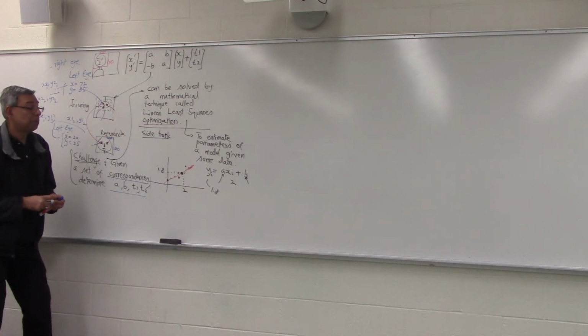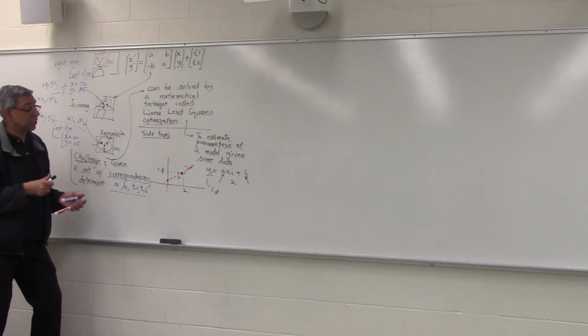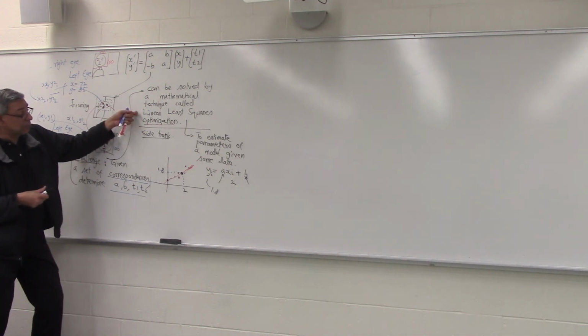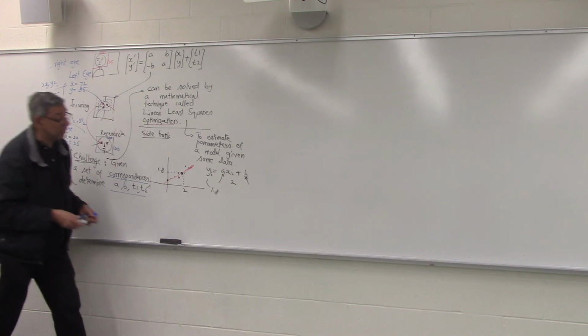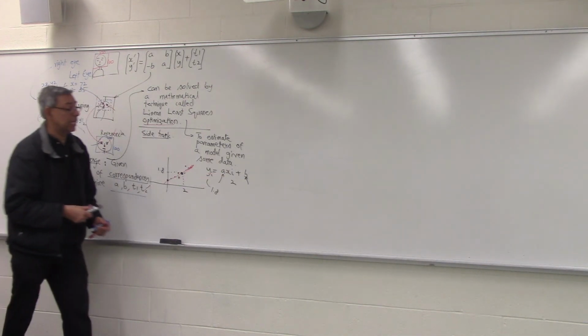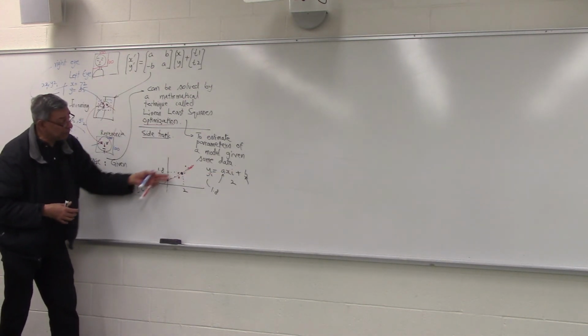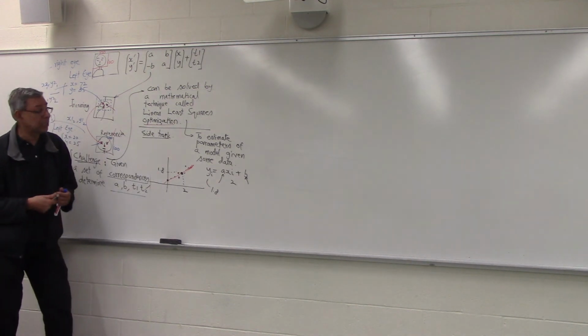But we don't know what A and B are. So that's where this linear least squares optimization comes into play. Its job is to let us know what A and B are, if our goal is to fit this data by a straight line.